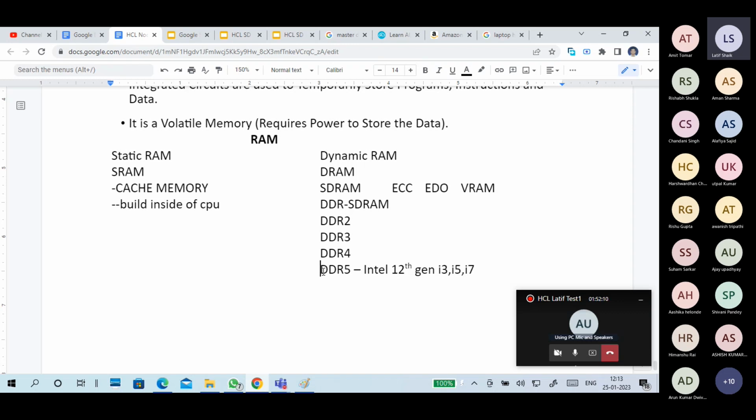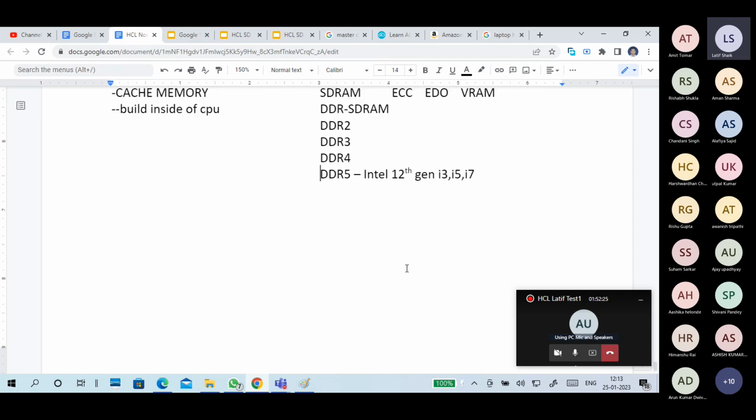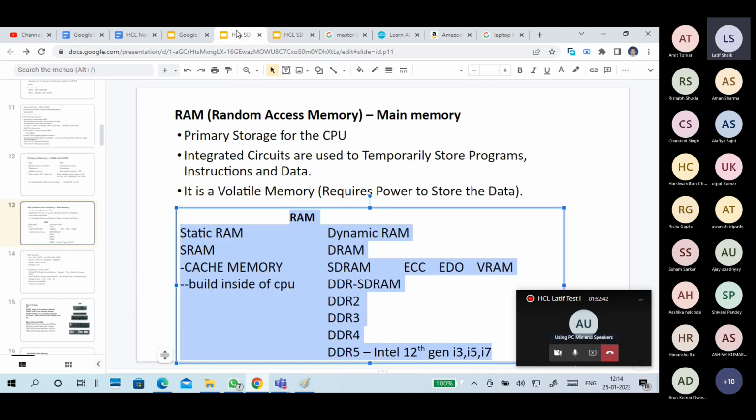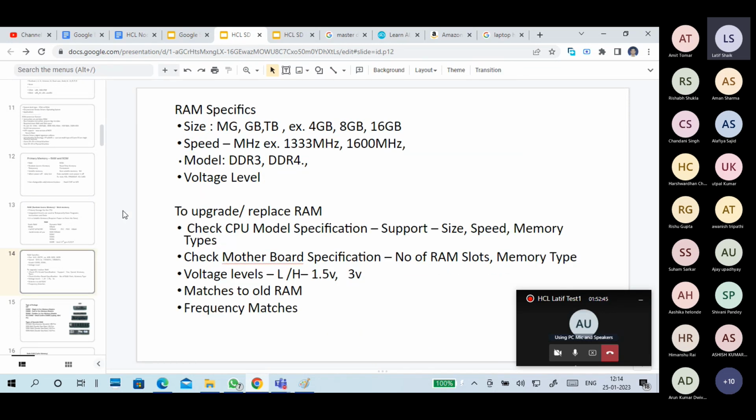DDR means double data rate, and in DDR we have different versions: DDR2, DDR3, DDR4, DDR5. DDR5 came into the market and DDR4 is also in the market. Most of our systems now, the 10th, 11th and 12th generations, require DDR4 RAM, and some 12th generation Intel processors use DDR5. So both DDR4 and DDR5 are in the market. Of course, we cannot replace RAM across types.